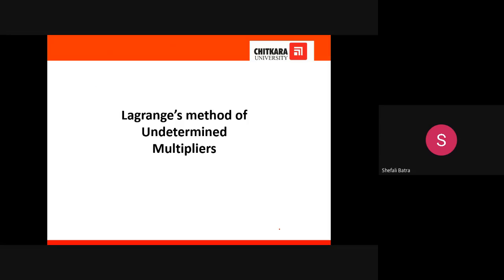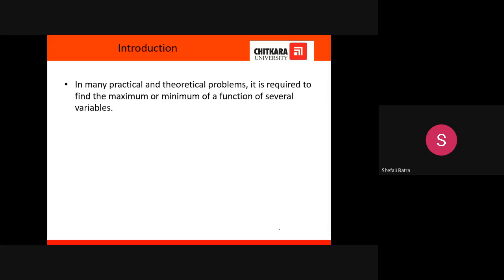Now, come to the next. That is the Lagrange method of undetermined multipliers. In many practical or theoretical problems, it is required to find the maximum or minimum value of a function of several variables. Till now, we have done how to find the maximum and minimum value of a function of two variables. But sometimes we need to find the maximum or minimum value of a function of several variables. In that case, we use the Lagrange multiplier method.